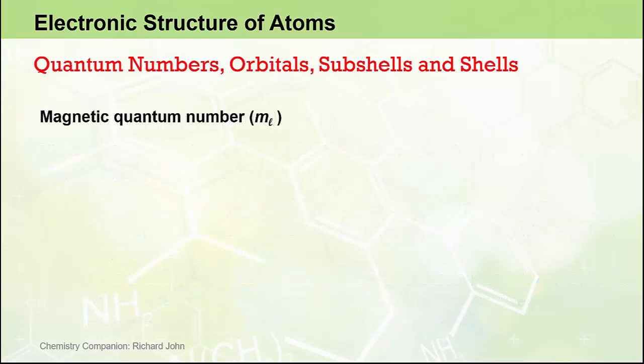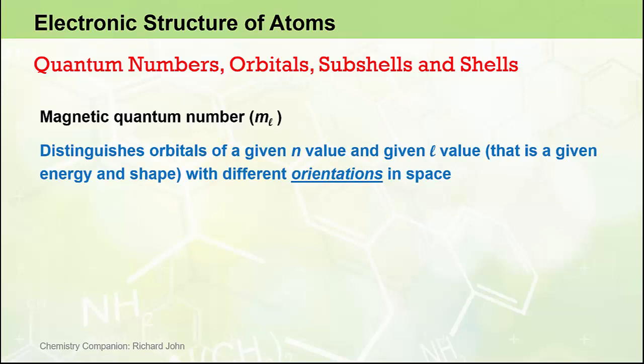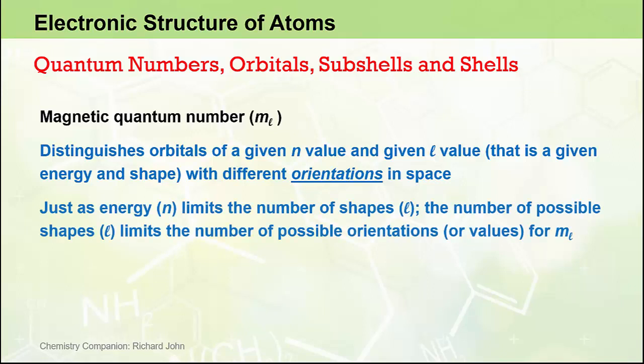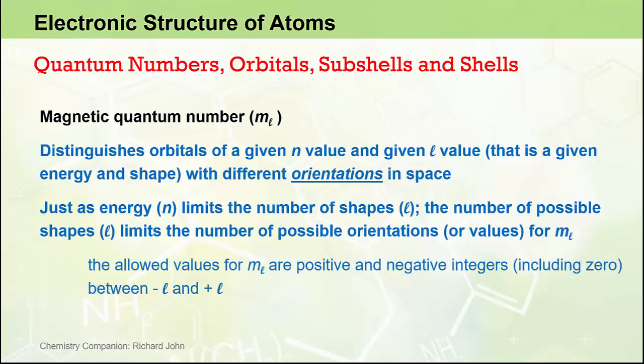The third quantum number used to characterize orbitals is the magnetic quantum number, mL, which distinguishes orbitals of a given n value and a given L value, meaning an orbital with a particular energy and shape, but where the orientation of the shape of the electron distribution is different. And just as the principal quantum number n limits the values for L, so the number of possible shapes L limits the number of possible orientations or values of mL, with the allowed values for mL being positive and negative integers, including 0, from -L up to +L.